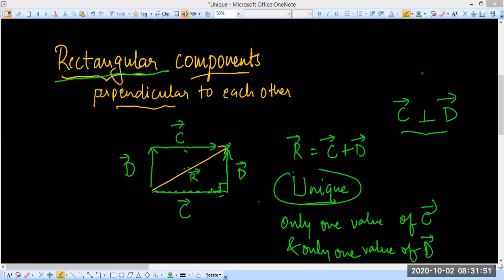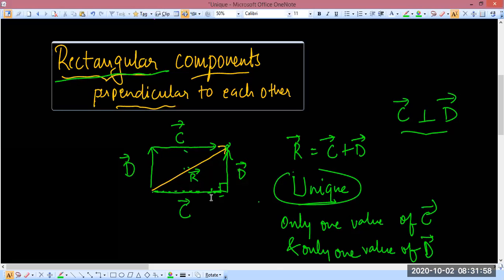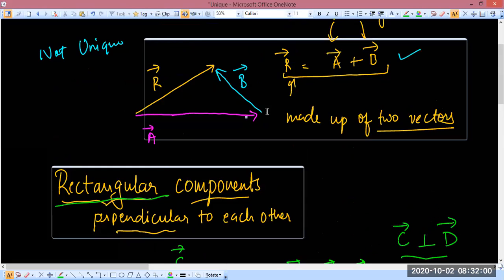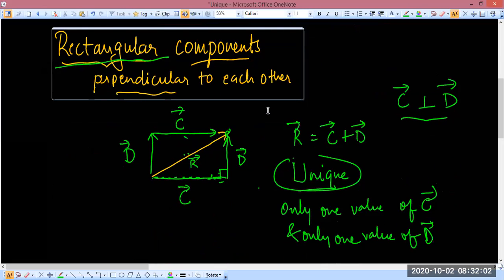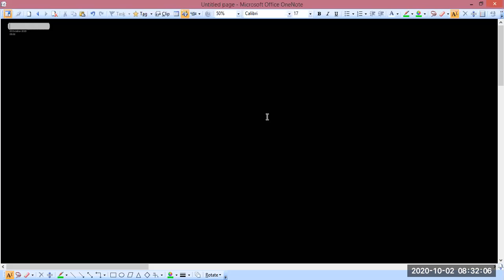So what's the use of rectangular components? Yes, we are using 90 degree. That's why this has become a rectangle. Okay, right? So what's the use of rectangular components? Let's talk about that. Both, I both important point. Yeah, please be very careful, everyone.